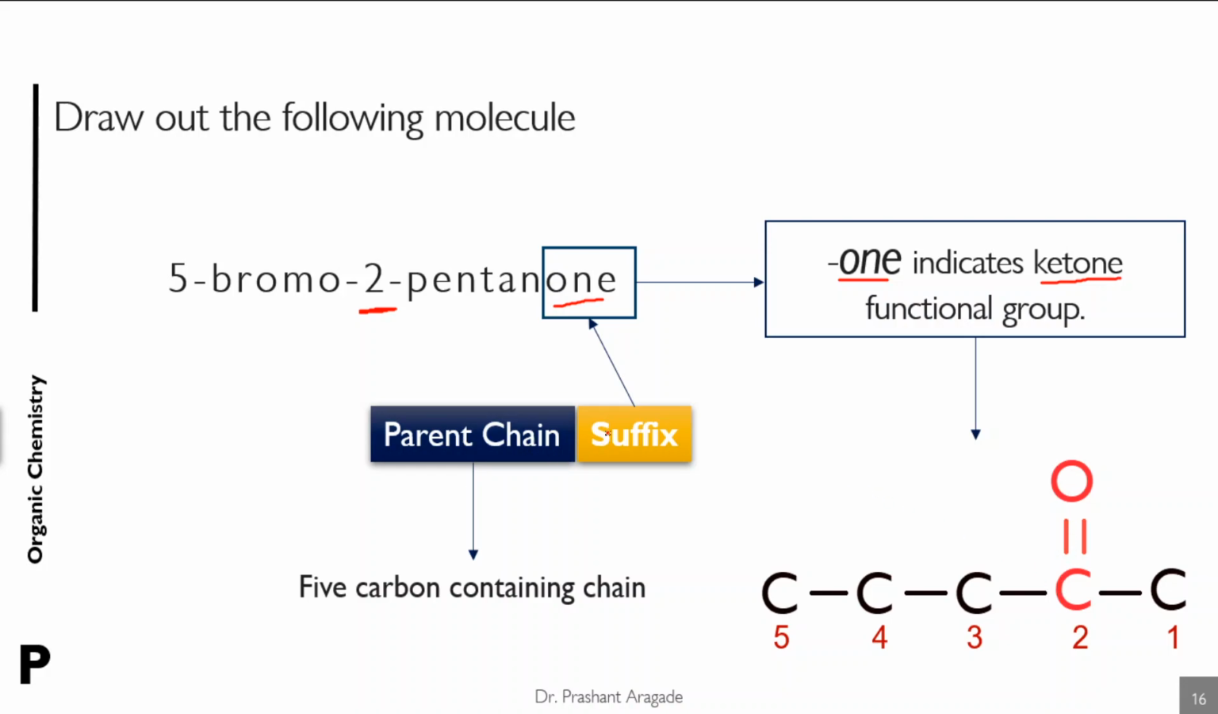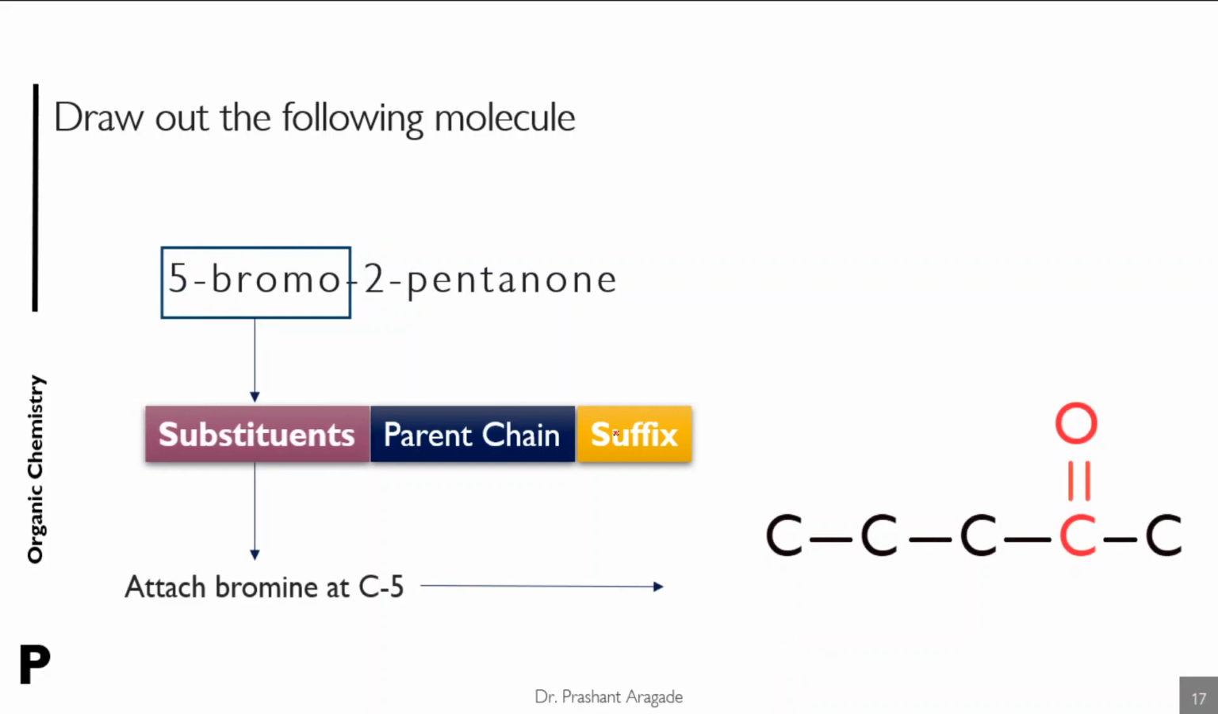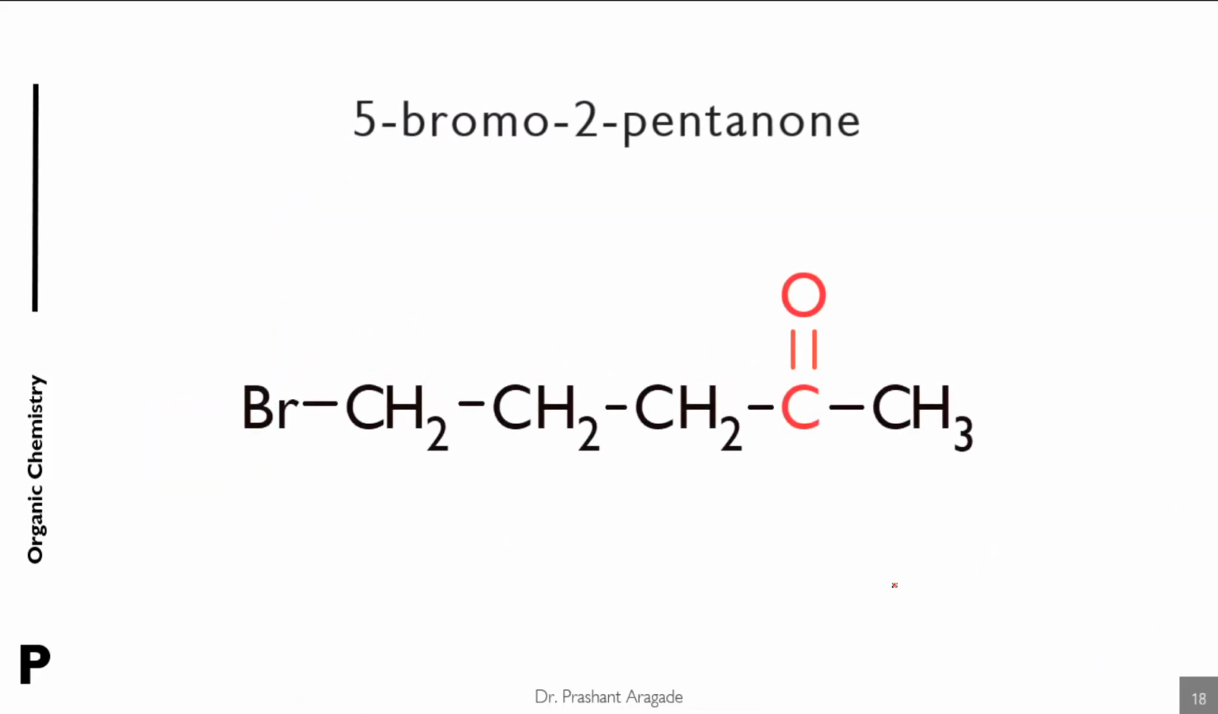Once you are done with the parent chain and suffix, then shift towards the substituents. So in that example, substituent is 5-bromo. So you have to attach the bromine group at C5 like this. Once you are done with all the things from the name, that is substituents, parent name and suffix, then you have to supply enough hydrogen atoms to each carbon atom to satisfy its octet. That is, carbon only has 4 bonds. So you have to supply the number of hydrogen atoms to each carbon atom to complete its 4 bonds.